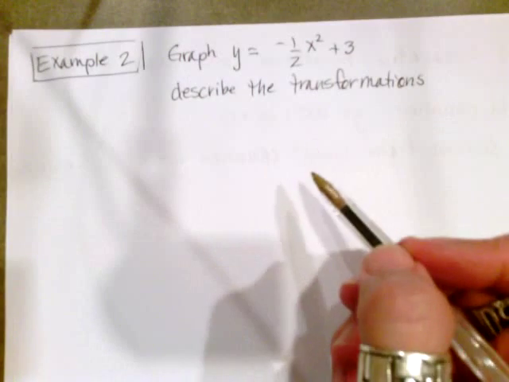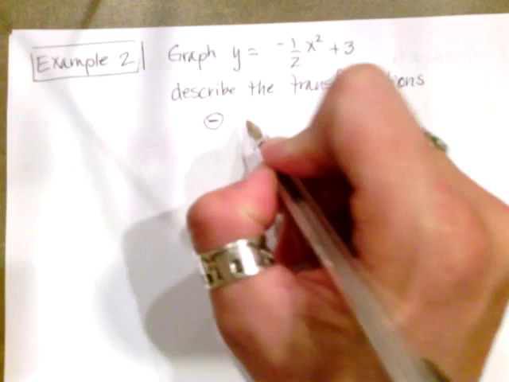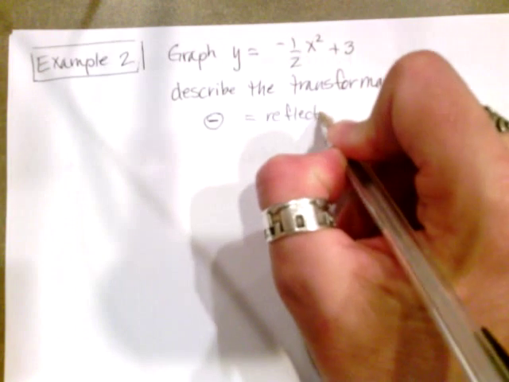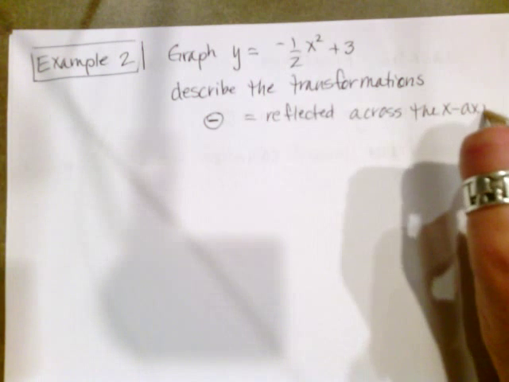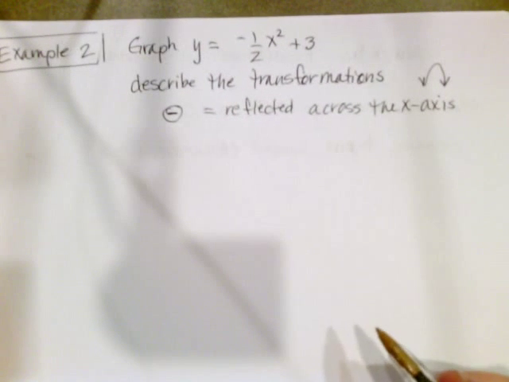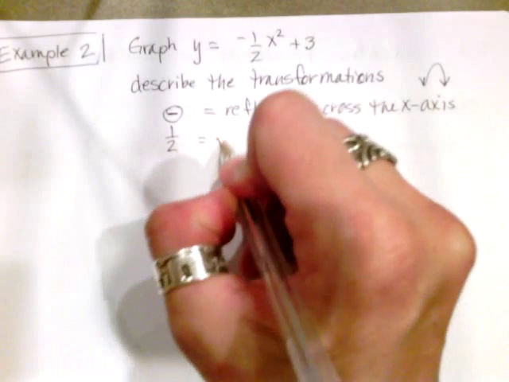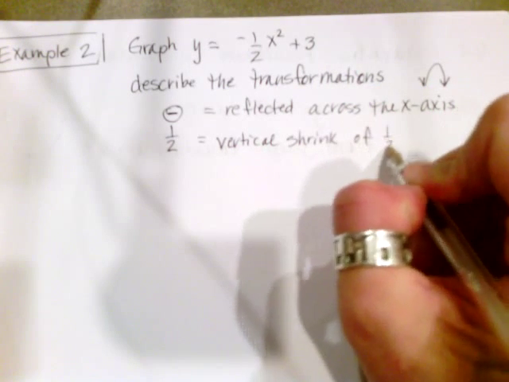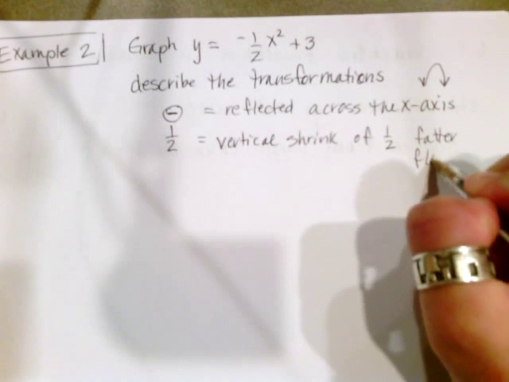So if I start looking at my parabola, I know that it has the negative, I'll circle it so it doesn't look like I made a weird line, means that it is reflected across the x-axis, which another way of stating that is that the graph is going to be turned upside down. Okay? The 1/2 means that it is a vertical shrink of a half, which means that the graph is going to get fatter and flatter.